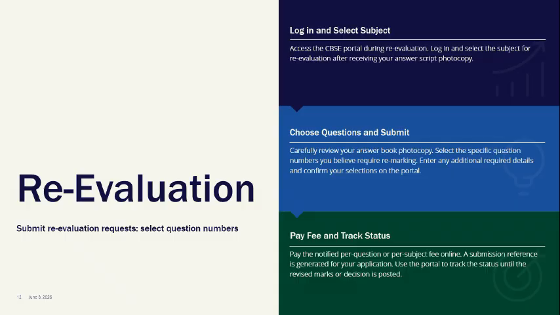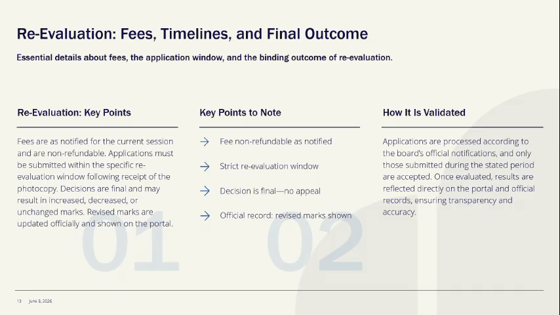Now let's discuss re-evaluation. Before applying, you must have obtained the photocopy. The subject must be eligible for re-evaluation. The application must be submitted during the official CBSE window. Students must identify specific question numbers that they believe deserve remarking. General requests are not accepted. Only the selected questions will be reviewed.